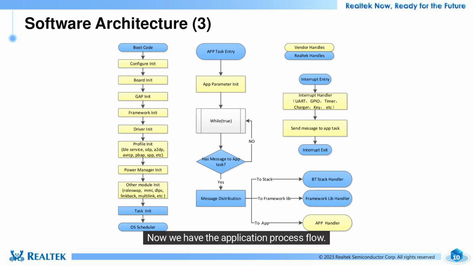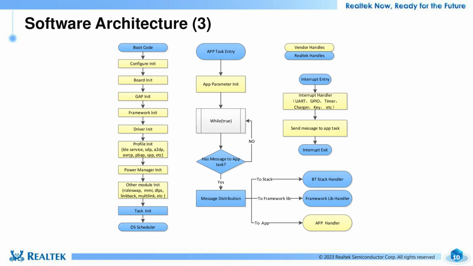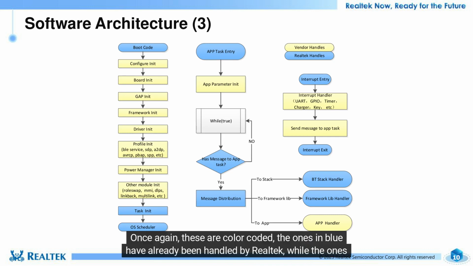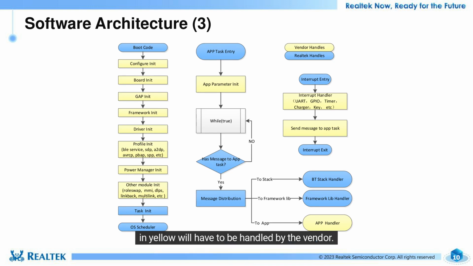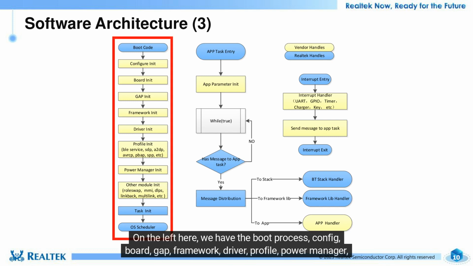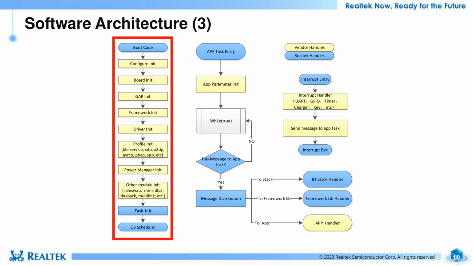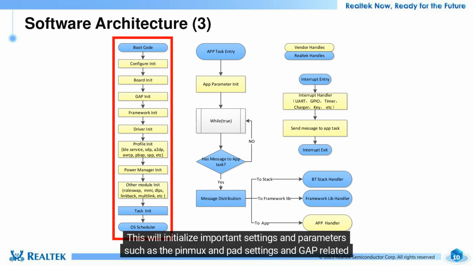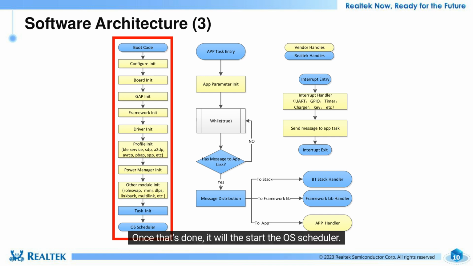Now we have the application process flow. Once again, these are color-coded. The ones in blue have already been handled by Realtek, while the ones in yellow will have to be handled by the vendor. On the left here, we have the boot process, config, board, gap, framework, driver, profile, power manager, other modules, and task init. This will initialize important settings and parameters such as the pinmux and pad settings and gap-related parameters. Once that's done, it will start the OS scheduler.